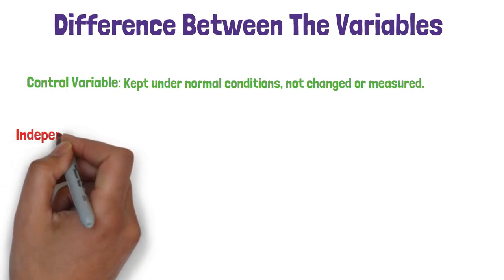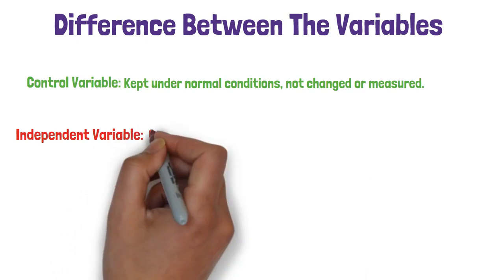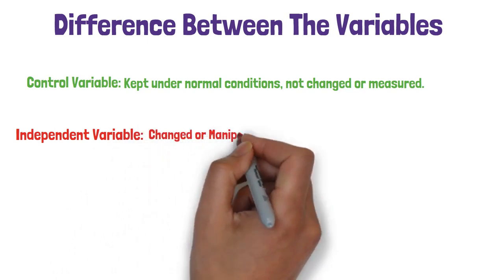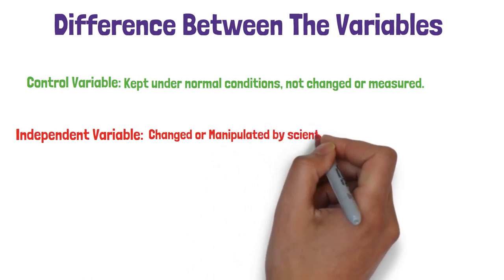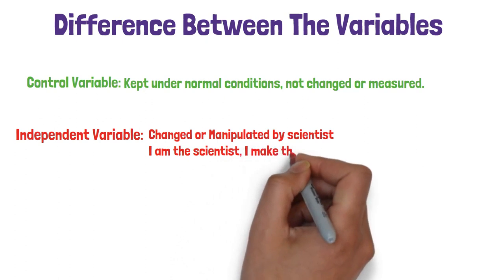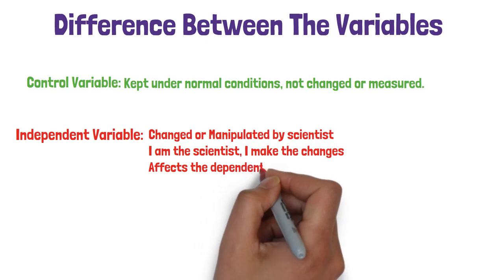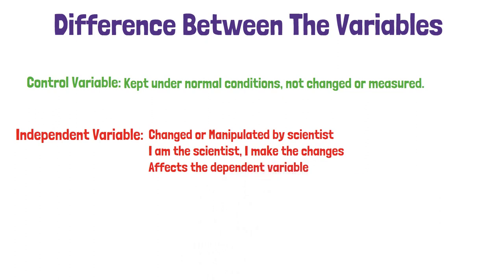The next variable we're going to look at is our independent variable. The independent variable is the variable that is changed or manipulated by the scientists. Here is a way to remember what an independent variable is. The word independent starts with an I. So when you remember I, think of I am the scientist. I am the scientist that makes the changes.